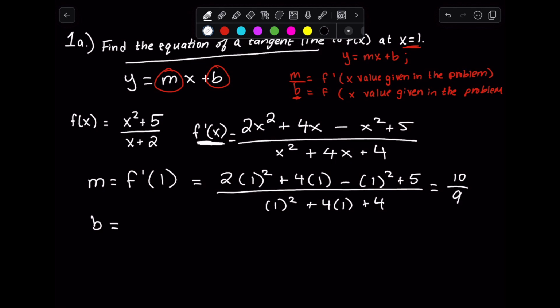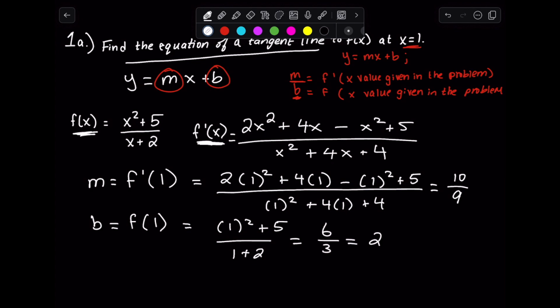Then we have b, which as defined above is f of 1, which just means we're plugging 1 into the given f of x, meaning that f of 1 is 1 squared plus 5 over 1 plus 2, 6 over 3, which equals 2. So then we plug that into our initial y equals mx plus b, which is the equation of the tangent line they're asking for, where y equals 10/9 x plus 2.